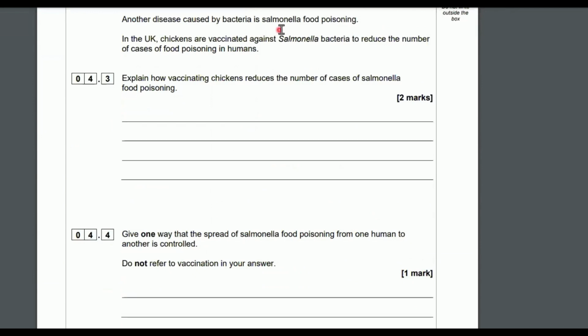Another disease caused by bacteria is salmonella food poisoning. In the UK, chickens are vaccinated against salmonella bacteria to reduce the number of cases of food poisoning in humans. Explain how vaccinating chickens reduces the number of cases of salmonella food poisoning.